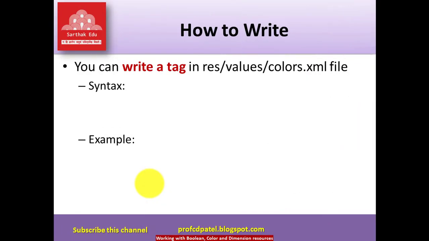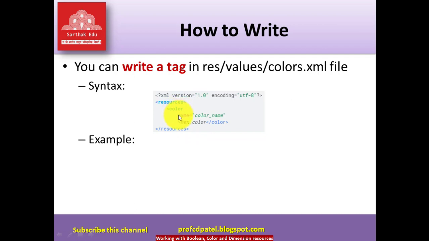So how can we write these color resources in Android Studio? As I already mentioned on screen, we have to create a new resource file whose name is colors.xml, and we have to write a tag name. So let's understand the syntax first. When you create colors.xml, this resources tag automatically appears. So we have to understand only the color tag.